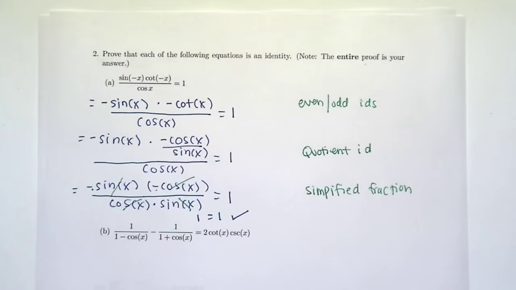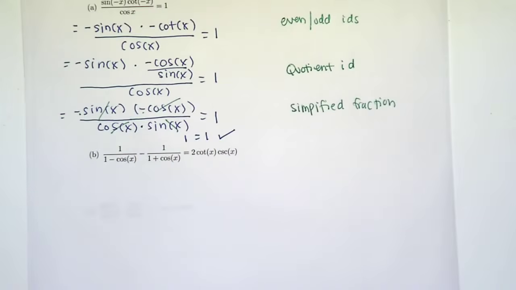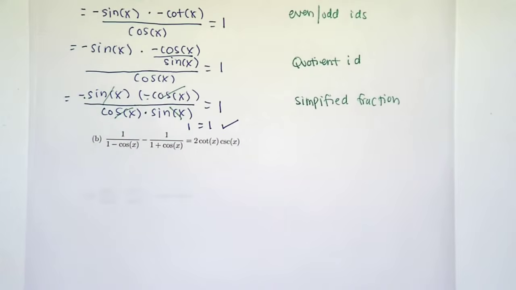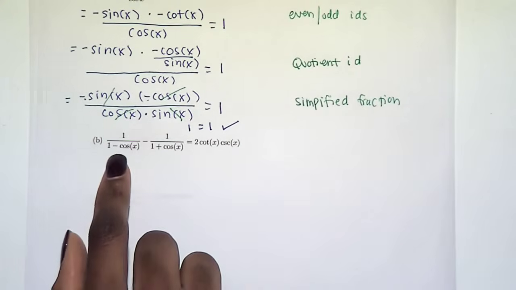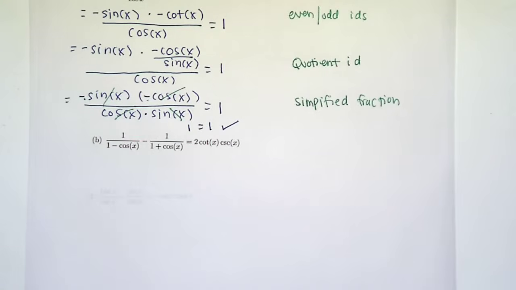Okay, let's try another one. All right, so this one is 1 over 1 minus cosine x minus 1 over 1 plus cosine x, and that should equal 2 cotangent x cosecant x. All right, so I'm just going to work with the left-hand side, okay? And then, let's see. I see two fractions being subtracted.